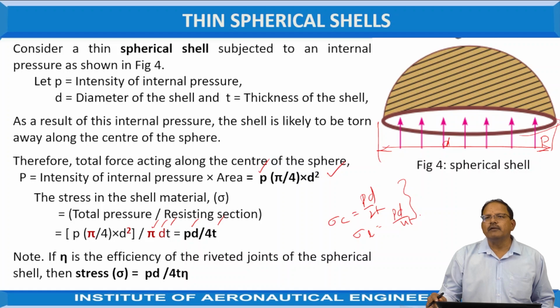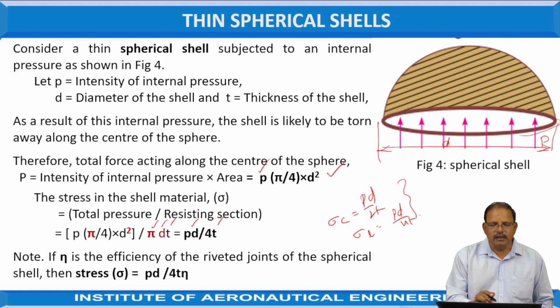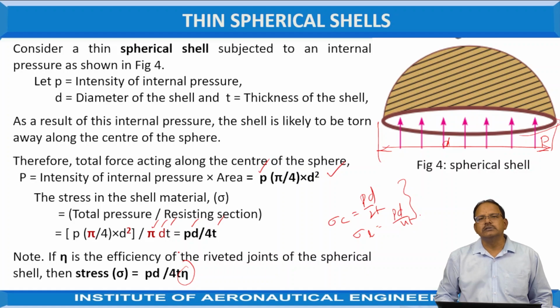Since the shells are made up of plates, the edges are joined by welding or by the riveting process. At that joining section, that is the intersection of the two plates, it is weaker than the original material. Hence, we take N to represent the efficiency of the joint. Then the permissible stress that is allowed is given by PD divided by 4T multiplied by N, the efficiency of the joint.